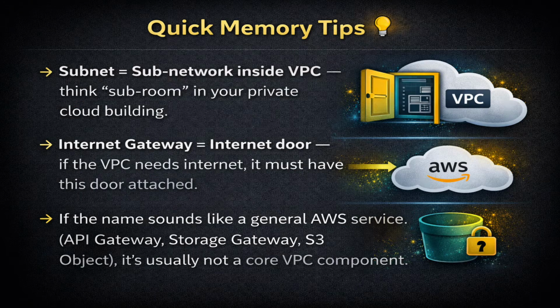Quick memory tips. Subnet equals subnetwork inside VPC. Think subroom in your private cloud building. Internet gateway equals internet door. If the VPC needs internet, it must have this door attached. If the name sounds like a general AWS service, API gateway, storage gateway, S3 object, it's usually not a core VPC component.